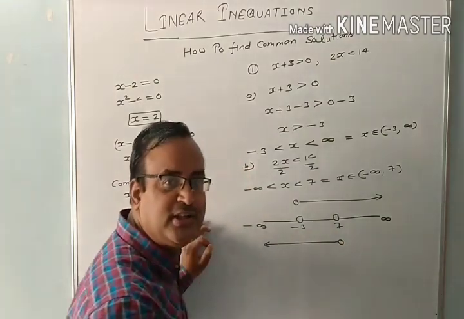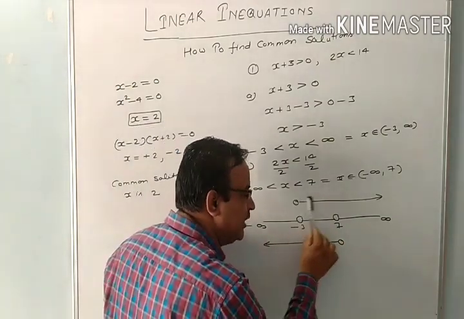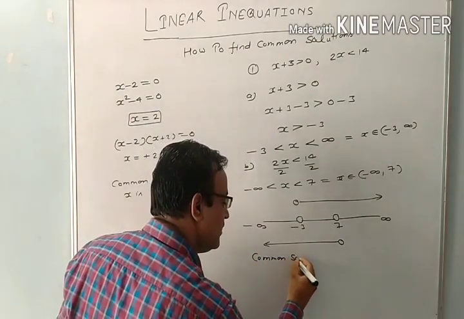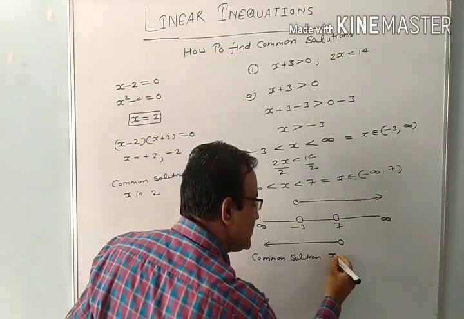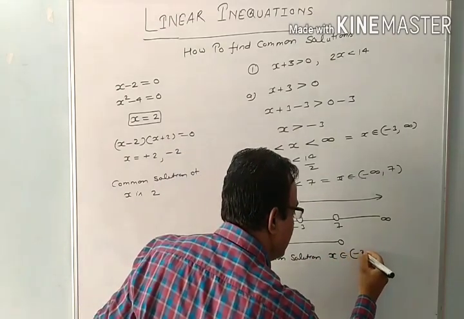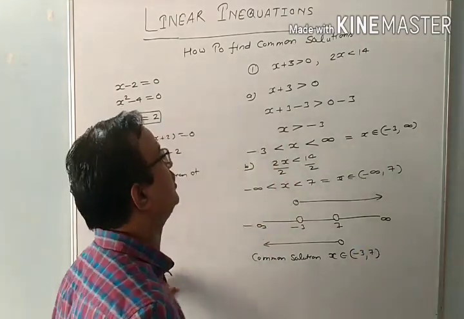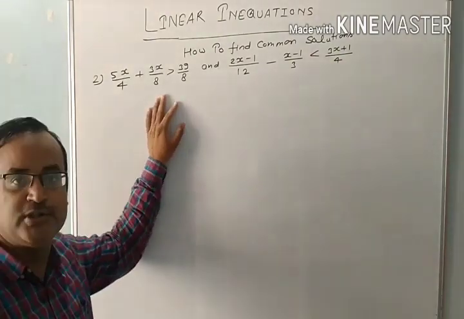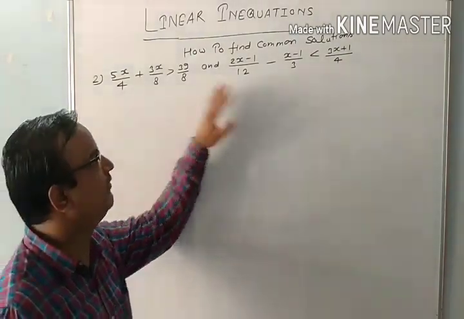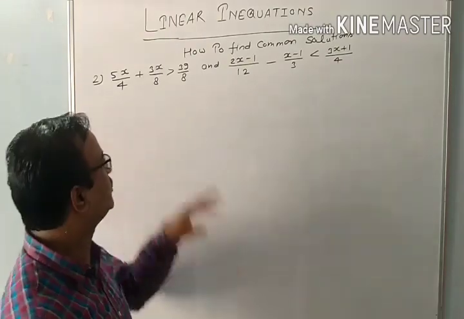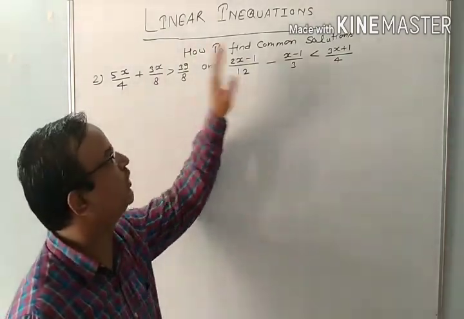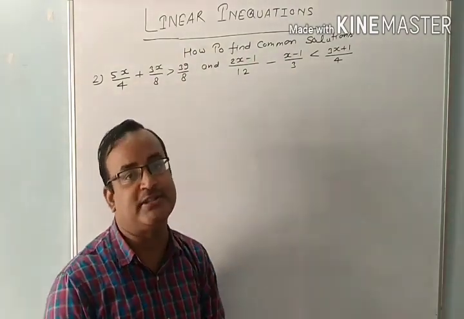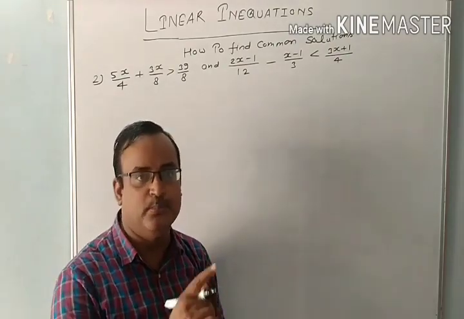So what is the common solution? The common solution is from minus 3 to 7. That means the common solution is x belongs to the open interval minus 3 to 7. That's the common solution of the given linear equations. In this question, we have to find a common solution which satisfies both the given linear equations. So first of all, we will find the solution of this and then the solution of that given linear equation. And after that, we will find the common solution, that means those values of x which satisfy both the given linear equations.